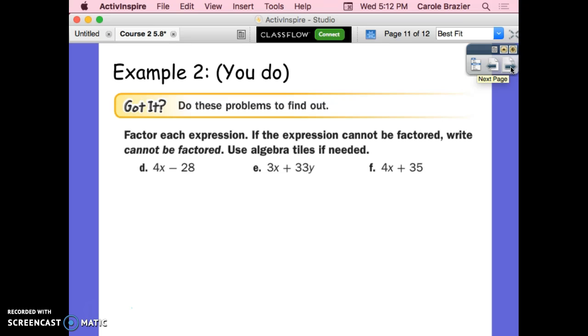Okay, you guys need to practice these 3. Pause the video, and then I will give you the answers. Welcome back. So for D, you should have gotten 4 times the quantity of x minus 7. For E, you should have gotten 3 times the quantity of x plus 11y. And for F, it cannot be factored, so you can't do anything with it.